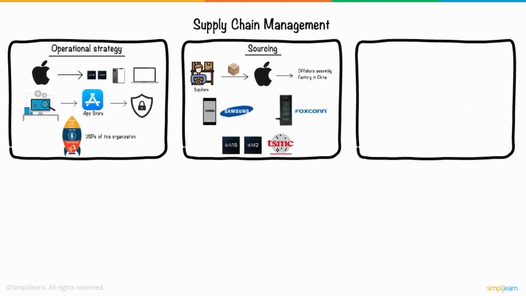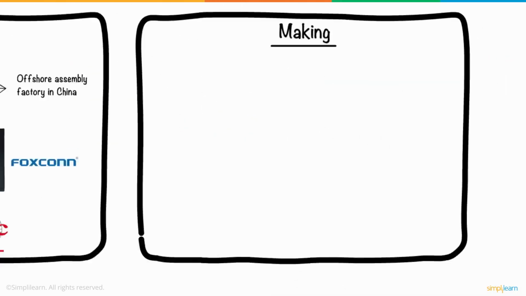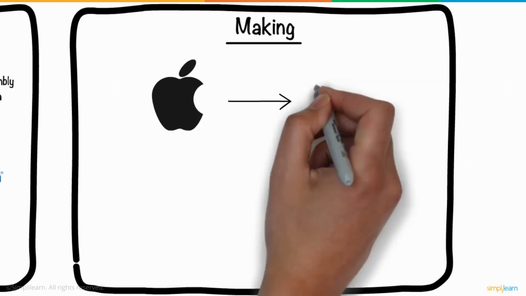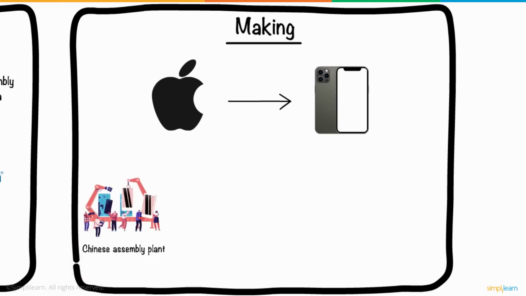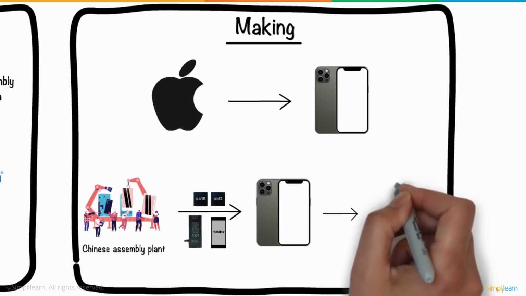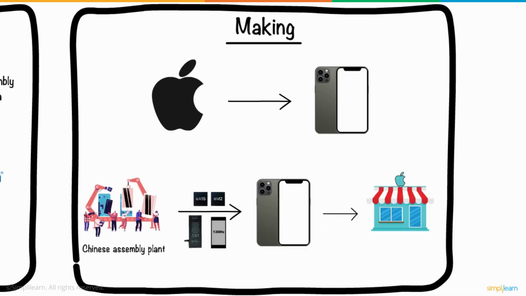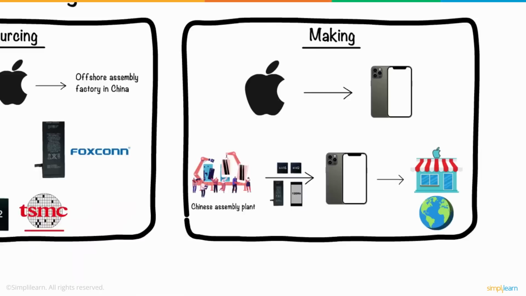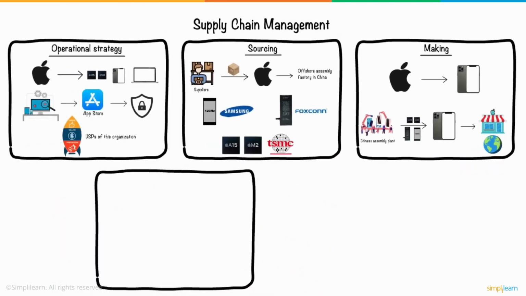Then comes the third stage, known as making. This is the stage where Apple manufactures its products. The outsourced Chinese assembly plant majorly assembles all Apple products and ships them to the warehouses or distribution centers spread across multiple continents. After that, the next stage of supply chain management, delivery, comes into play.